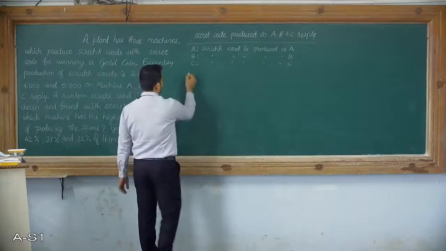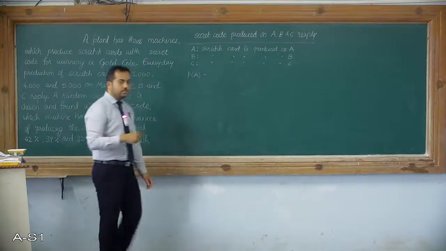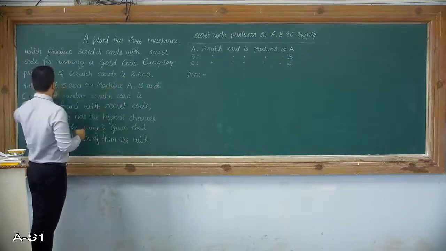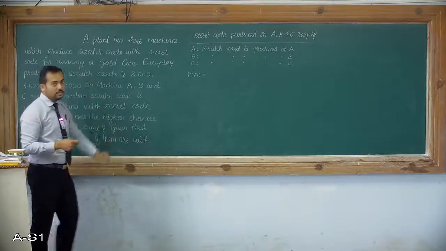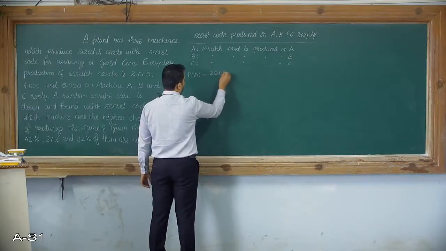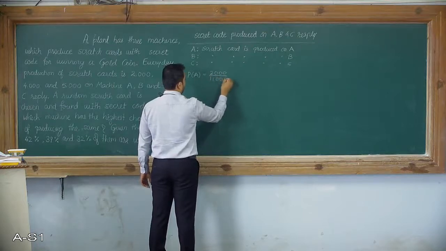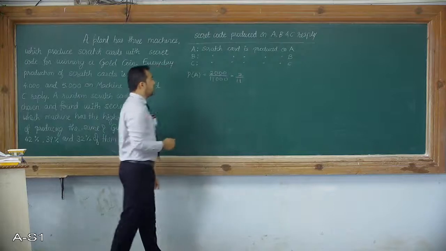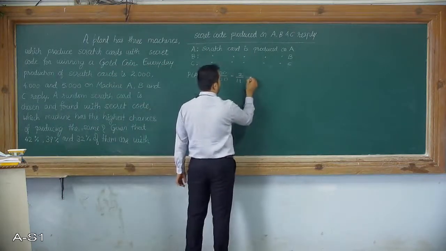So now the probability that a randomly chosen card is produced on machine A. So we have total production of 4,000, 5,000 plus 2,000, that is 11,000, and 2,000 are from machine A. So this is 2,000 divided by 11,000, which gives you 2 by 11, which is nothing but 0.18.